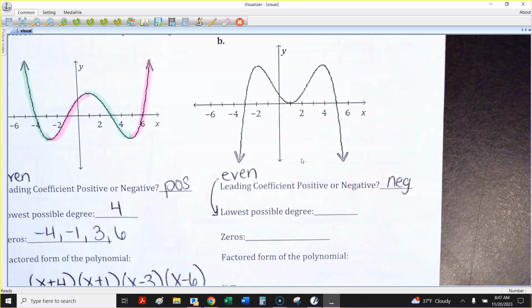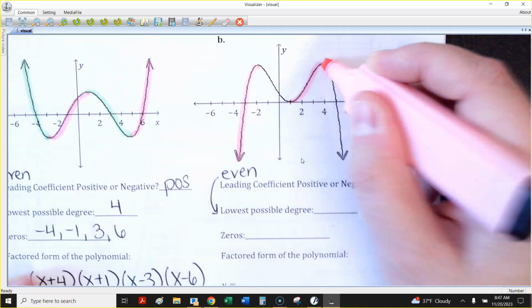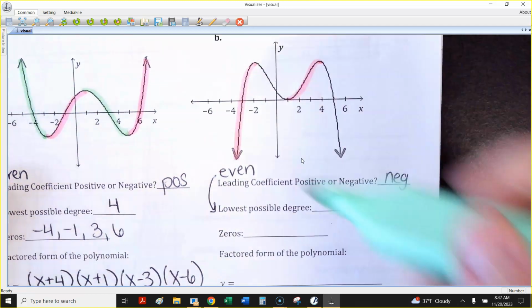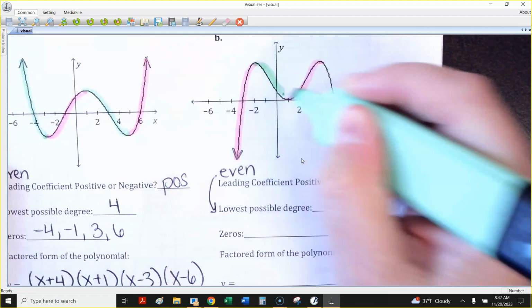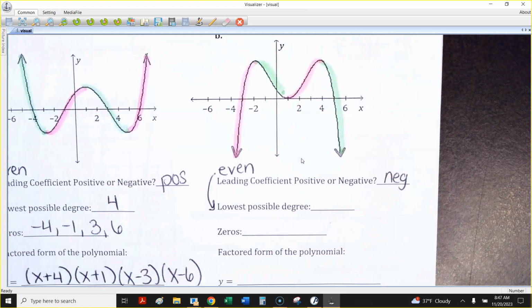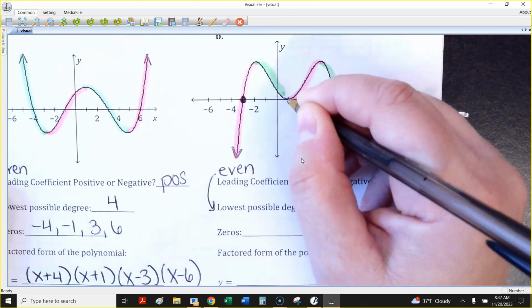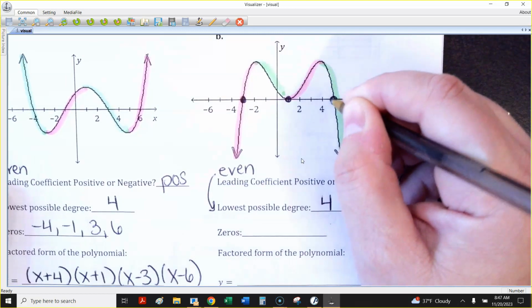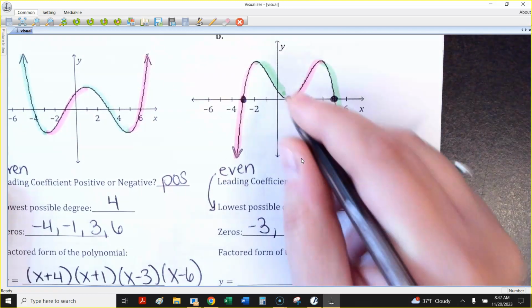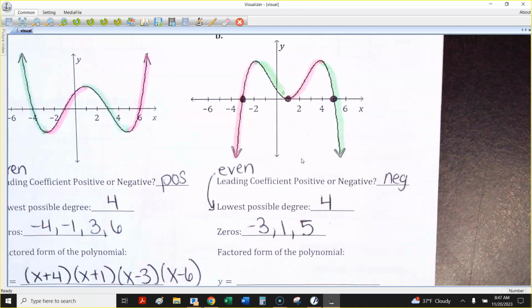All right, so I'm just going to trace this like the other ones. I would have a couple intervals where my graph is increasing, and a couple where I'm decreasing. So what's the lowest possible degree I could have here? 4. Now, here's our zeros. All you're looking for is where it touches or crosses the x-axis. So I got 3. Looks like -3, +1, and 5. Now, do I have a bounce on any of those?